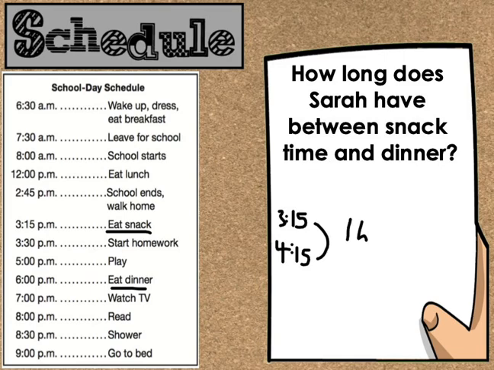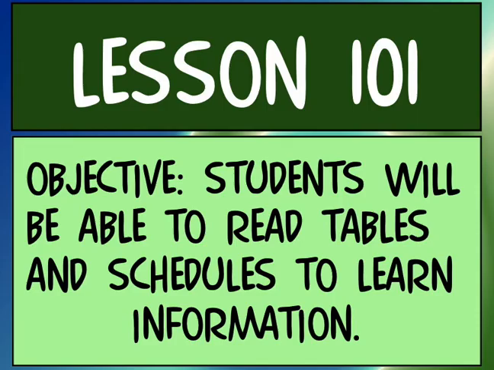Okay, so there's 1 hour. And we can jump another hour to 5:15 because that's still before 6 o'clock. So there's 1 more hour. And then we need to get until 6 o'clock. Now if we jump to 6 o'clock, from 5:15 to 6 o'clock is 45 minutes. So if we add up her total time, we have 2 hours and 45 minutes. And that is the end of lesson 101.